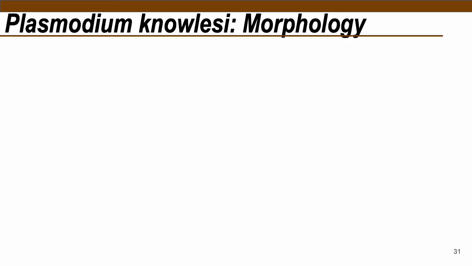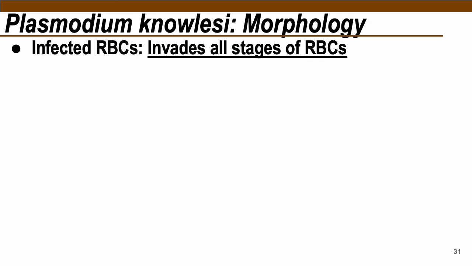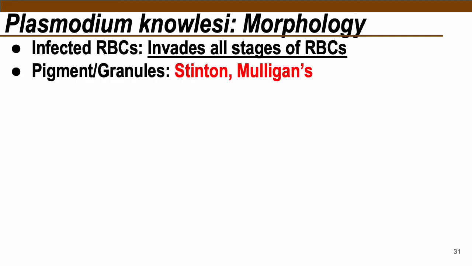So in terms of the infected RBC for Plasmodium knowlesi, there are no specific references that detail the change of size for the infected red blood cells. But remember, knowlesi also infects all stages of RBC, so this is similar to Plasmodium falciparum. For the pigment created or granules, this is what we call the Sinton and Mulligan's.